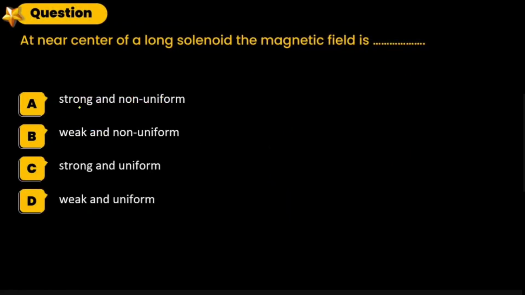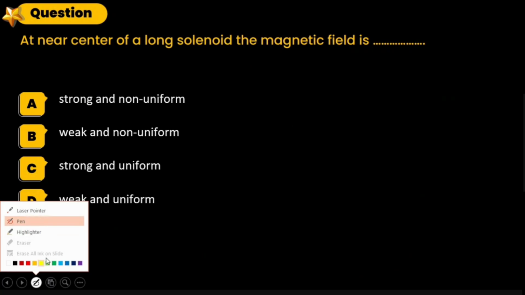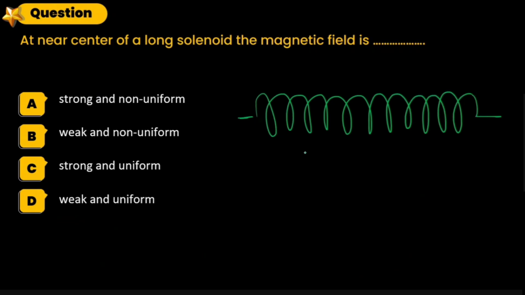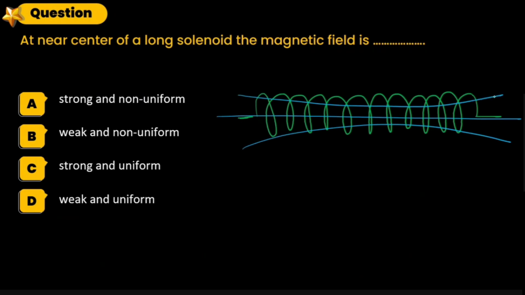So here, a very simple logical question. The question says at near center of the long solenoid, the magnetic field is. So always remember the field diagram. This is a solenoid. When you see such solenoid and you try to draw the magnetic field, at center there is a straight line, but at the edges it goes like this. And because of that, the strength of the field at the center of the solenoid is very high. So we can say it should be strong and non-uniform.